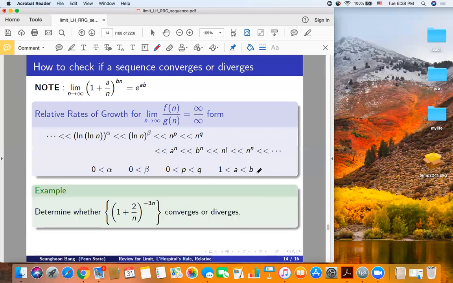Determine whether the series 1 plus 2n over 3n converges or diverges. What is the answer? Converges or diverges? What do you think?